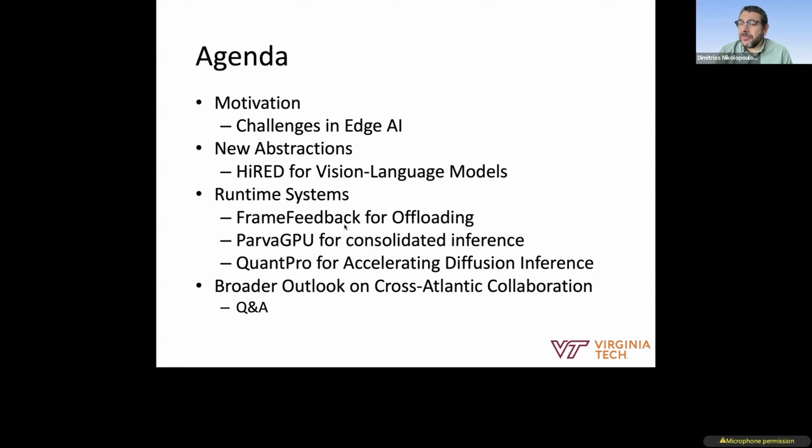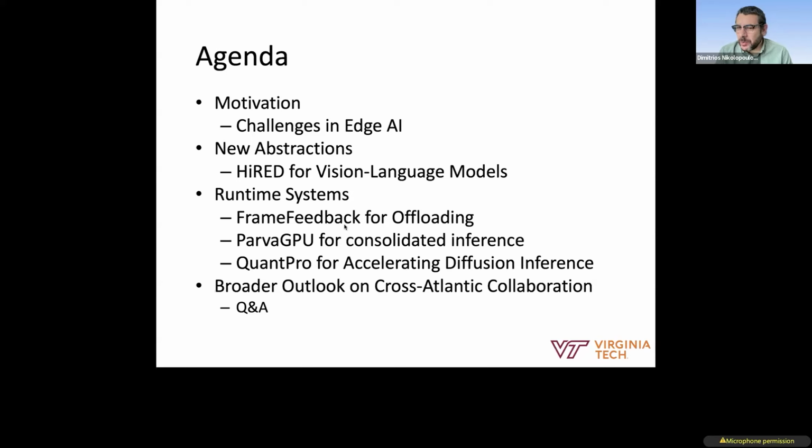I'll talk a little bit about frame feedback, which is a runtime system that offloads computation adaptively based on real-time feedback. I'll also look at techniques for virtualizing AI accelerators to enable better sharing across workloads. And this includes Parva GPU, which is a lightweight runtime that we have developed over the last 2 years. And we have developed this specifically for consolidated inference and memory reuse.